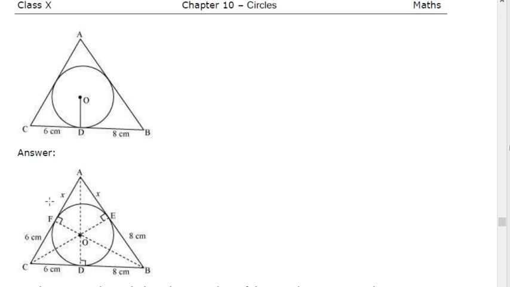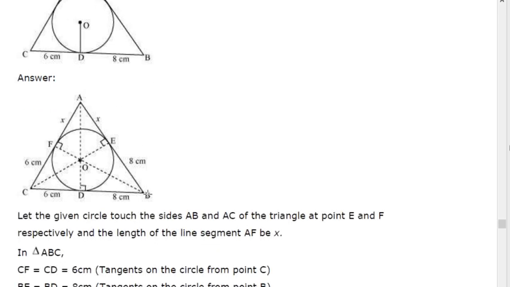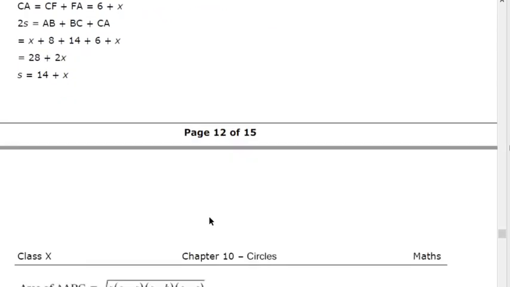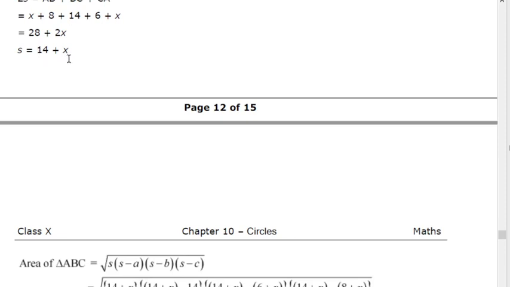What is the whole triangle area? You use Heron's formula. This side 6 plus x, this side 8 plus x, and this is 8 plus 6, 14. Okay. So you see here, these are the sides. Then you find the semi-perimeter. Semi-perimeter is the sum of all sides divided by 2. You will get 28 plus 2x divided by 2. You will get 14 plus x.